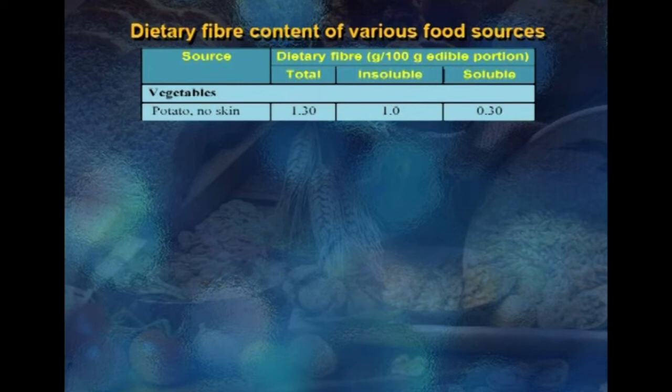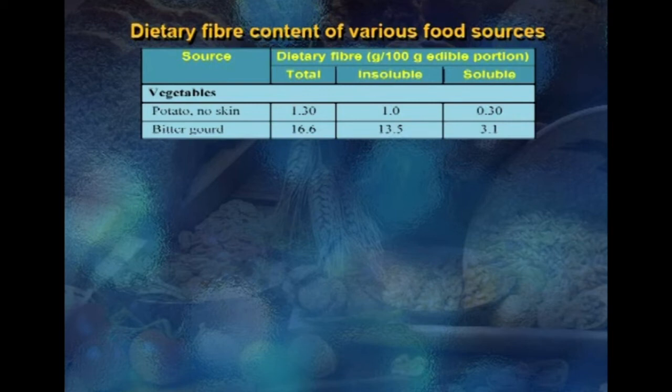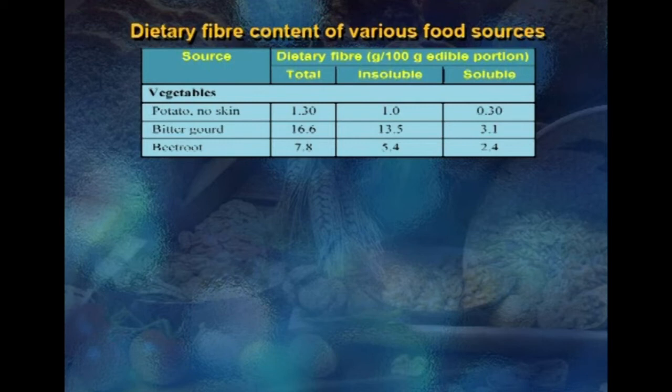Among the vegetables, we have bitter gourd with a very good content of dietary fiber, ranging from 16.6 grams of fiber for every 100 grams of edible portion, out of which 13.5 is insoluble and 3.5 is soluble fiber. Beetroot is a very good source of dietary fiber among all the tubers, with 7.5 grams of fiber for every 100 grams of edible portion, out of which 5.4 is insoluble and 2.4 is soluble fiber.